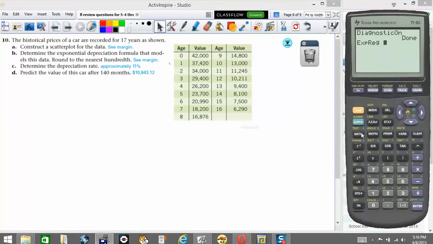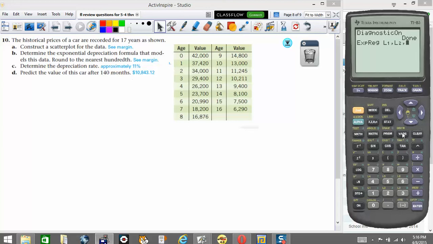And now we want to input the data into that regression. So our data is found in L1 and L2. So second 1 will generate L1. Follow that by a comma, which is right above the 7. Second 2 will generate L2. Follow that by a comma.